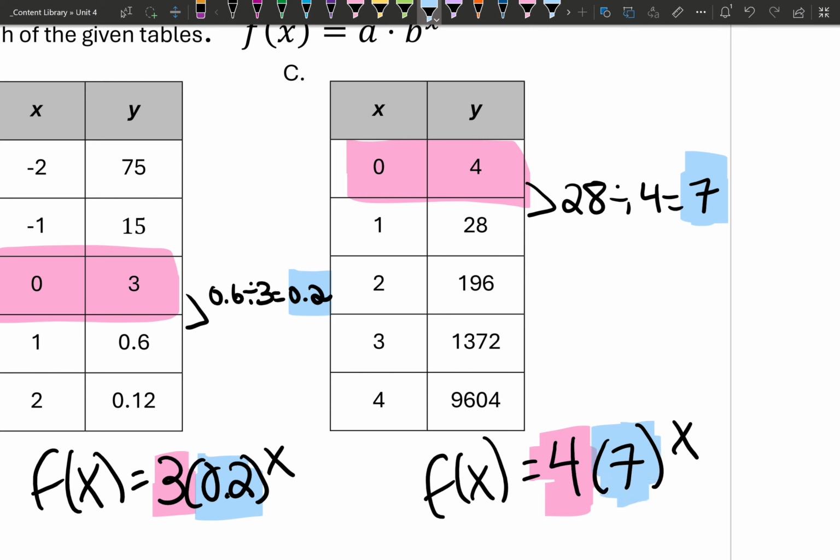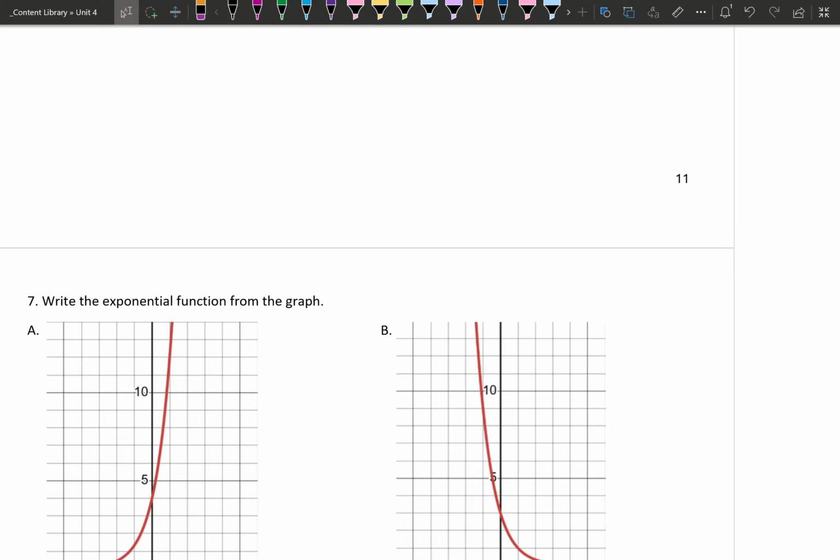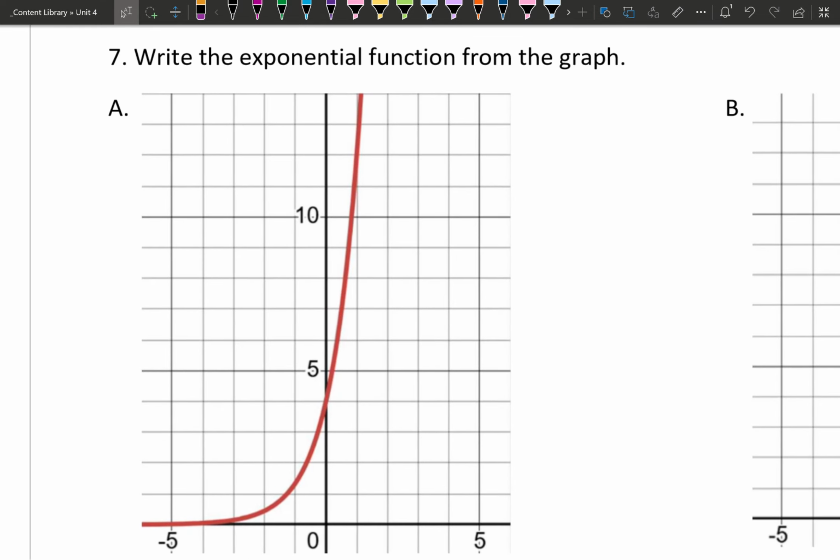Not too bad. All you had to do is identify the y-intercept and then figure out the pattern. Let's do that again, but this time with graphs. Now, it's not going to be any harder, I promise. But we do need to identify the points ourselves. So we're going to create some mini tables for these graphs. All I really need is 2 points. I need the y-intercept, and then I need one other point to find out the pattern.